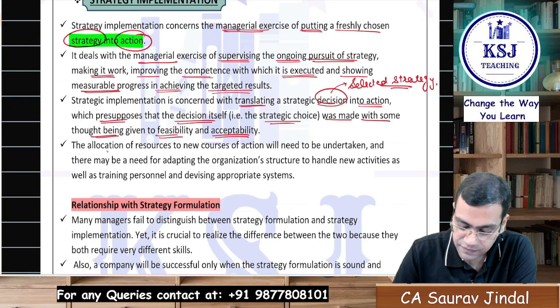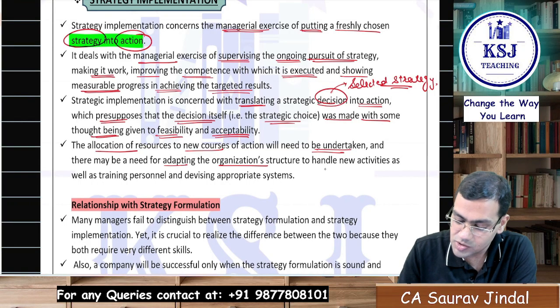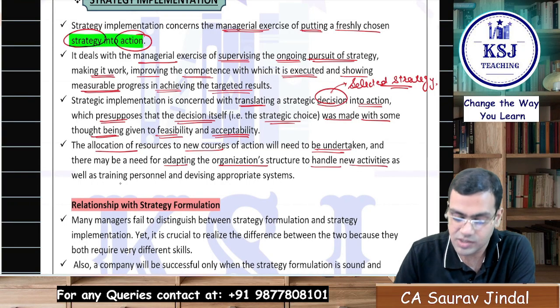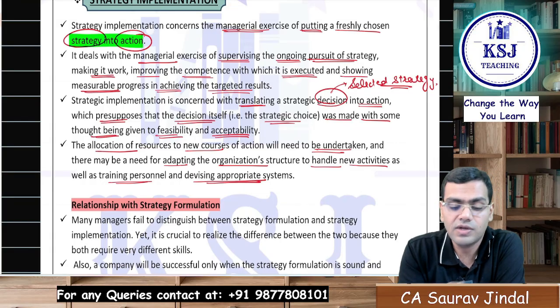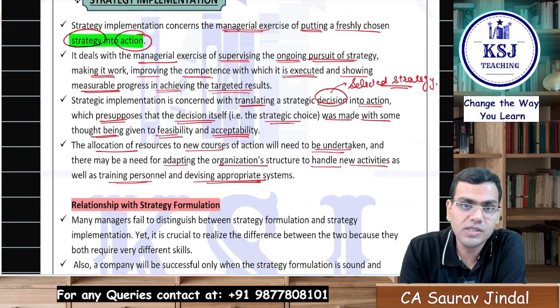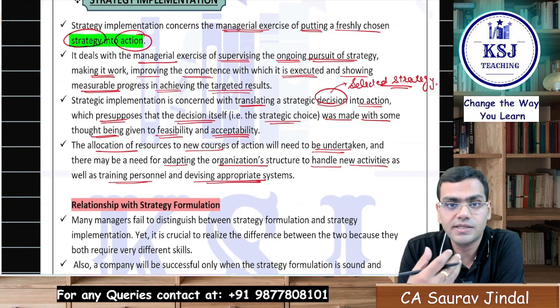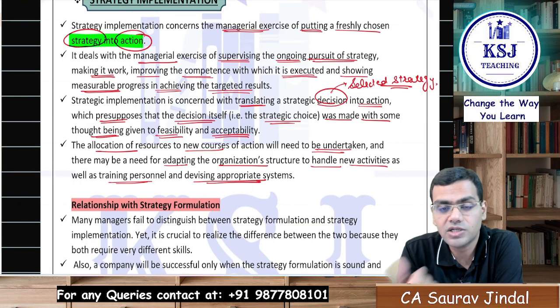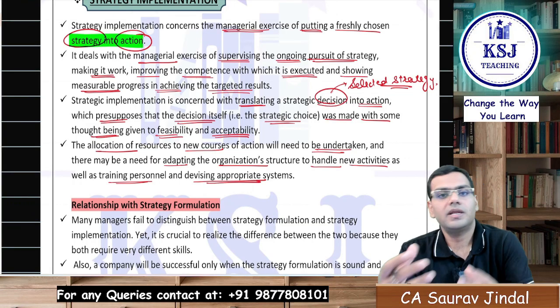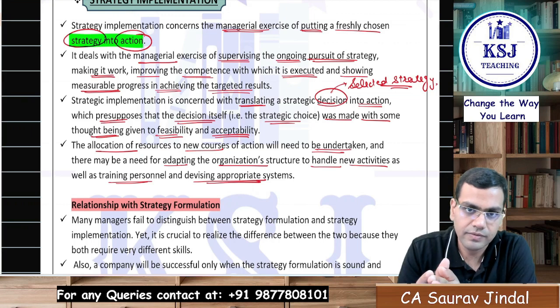The allocation of resources to the new course of action will need to be undertaken, and there may be a need for adapting the organization structure to handle the new activities, as well as training the personnel and devising the appropriate system. This is what we have already discussed about the implementation part, right? When you have to implement the strategy, resources will be required, changes in the organizational operations will be required, you will need to keep the teams motivated, the work culture will be required. So a lot of things will be required for the implementation purpose, right?